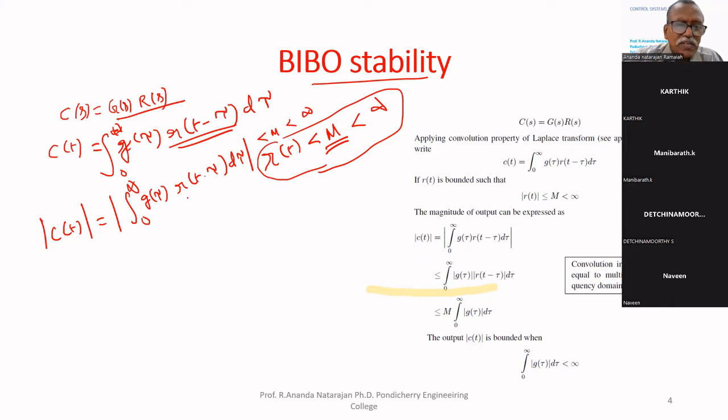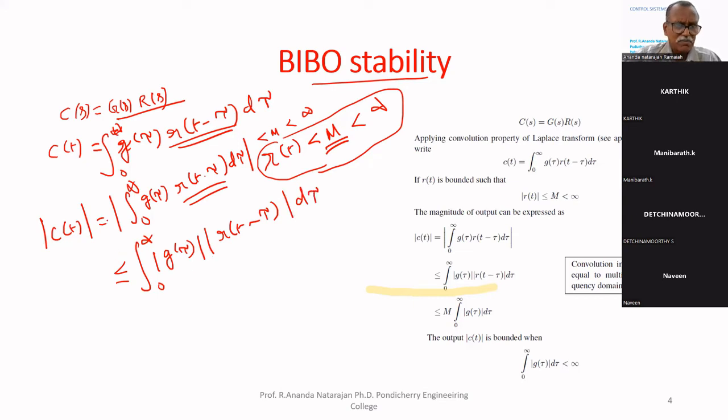But we know that R of T is bounded, that is, less than M. So we can say that it is less than or equal to the integral from 0 to infinity of modulus of G of tau, modulus of R of T minus tau, d tau. This we know mathematically, an inequality. If the modulus is broken down, then it must be less than or equal to G of tau, R of T minus tau, d tau.